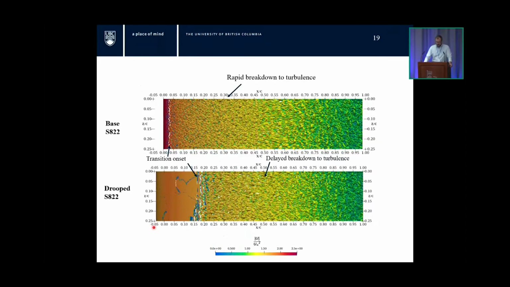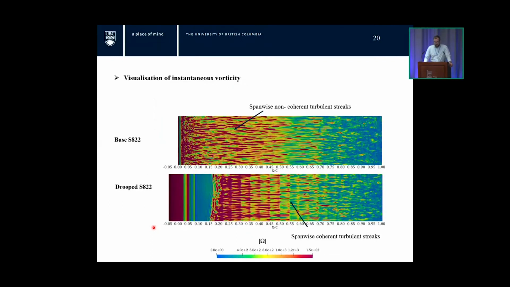All right, the same thing viewed from the top. I won't comment more other than we can see really clearly here the shift in transition onset location and how much more rapidly transition progresses in the base airfoil. This is a visualization of the instantaneous vorticity on the surface, if you like. It can be a proxy to the skin friction coefficient.